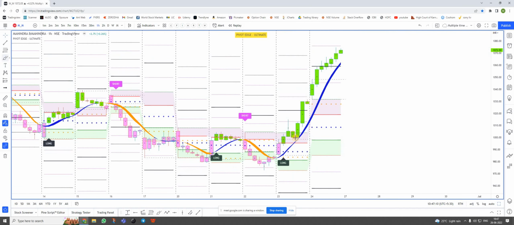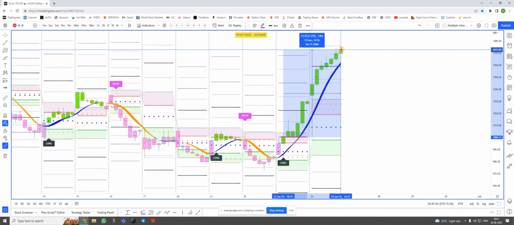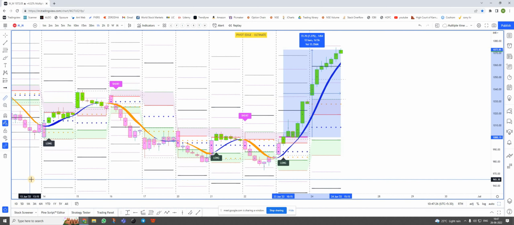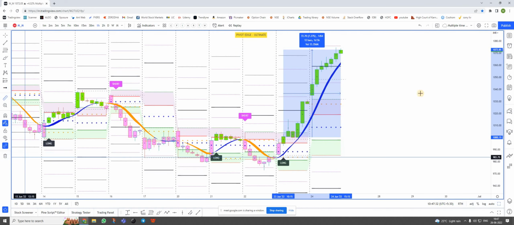Okay, suppose you have taken a trade here and it is still in the position, no exit has come. After this candle close, up to the current point it has given 72 points. Suppose you are taking a future with Mahindra and Mahindra, lot size maybe 250 or 300 quantity, it's a good capture.